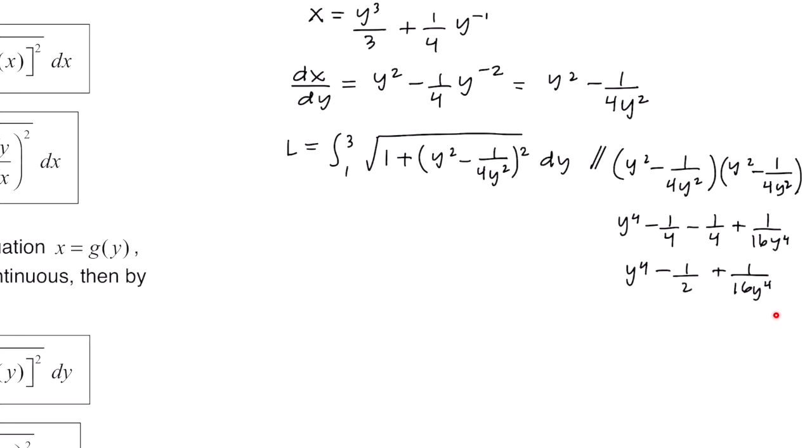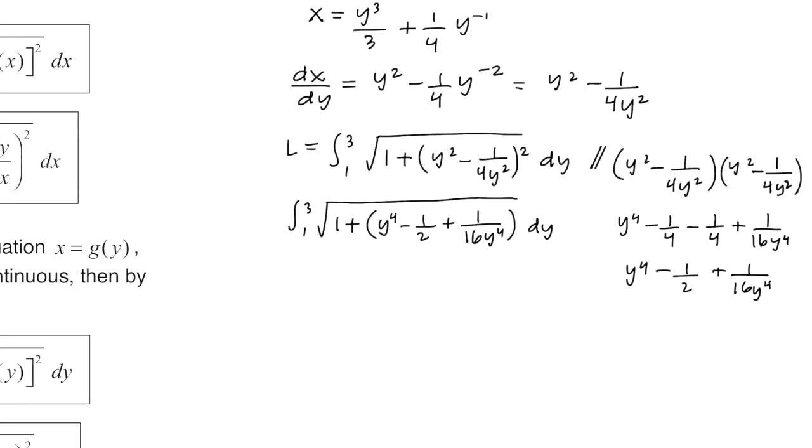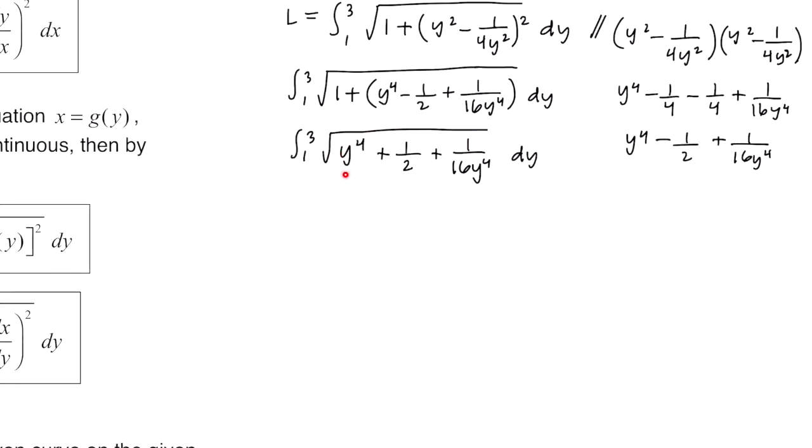So we're going to take all of this and plug it in right here. Now we're going to combine this 1 and negative 1/2. 1 take away 1/2 is going to be positive 1/2, and then we drop down this 1 over 16y to the 4th. Next we need to factor this. y squared times y squared makes y to the 4th. And 1 over 4y squared times 1 over 4y squared makes 1 over 16y to the 4th. And these both need to be positive. So this expression factors to y squared plus 1 over 4y squared, quantity squared.